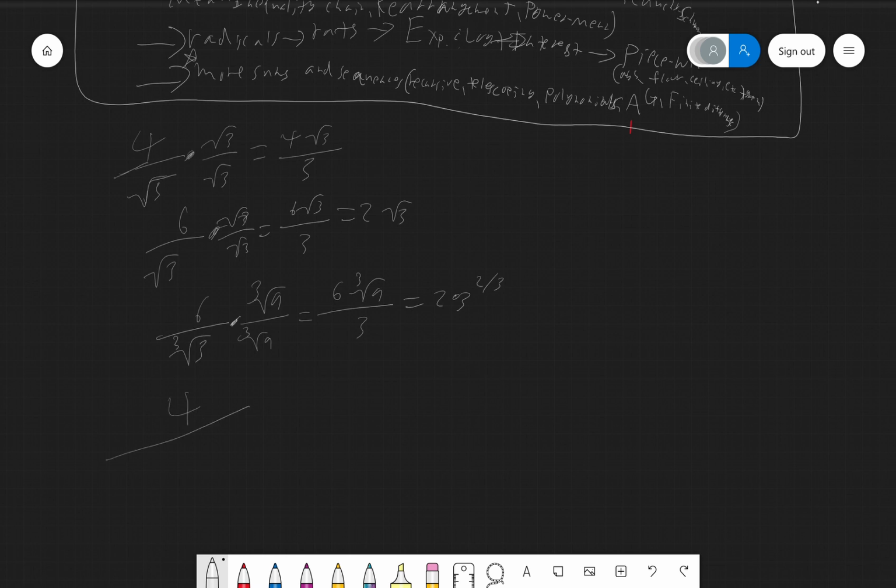What if we had 4 over the square root of 3 minus the square root of 2? We can't multiply by one number, so we can use difference of squares. If you multiply by the square root of 3 plus the square root of 2 on both top and bottom, we're going to get 4 root 3 plus 4 root 2 over root 3 squared minus root 2 squared, or 1, which is equal to 4 root 3 plus 4 root 2. And actually, fun fact, that's approximately 4 pi, I think.